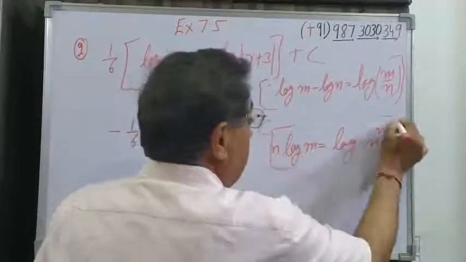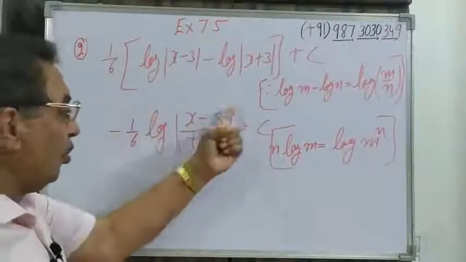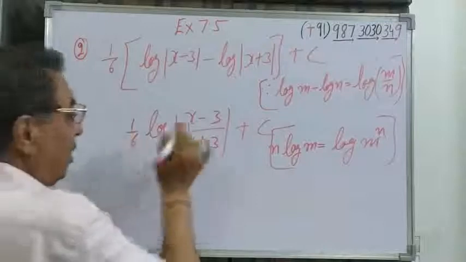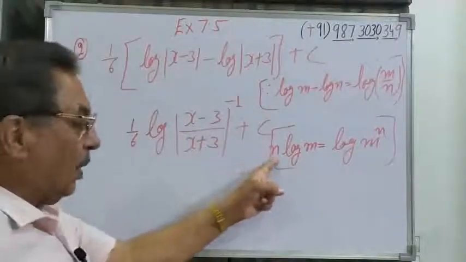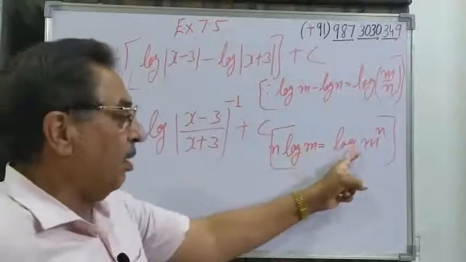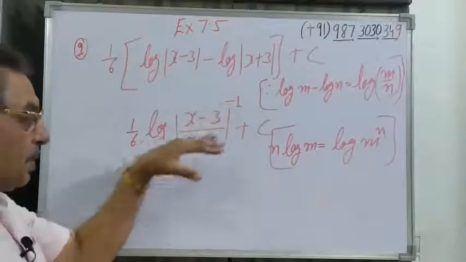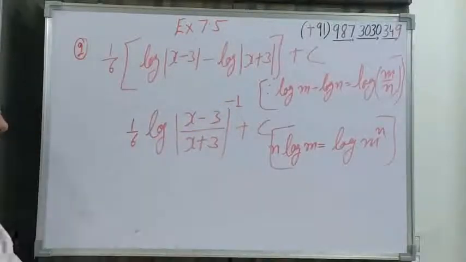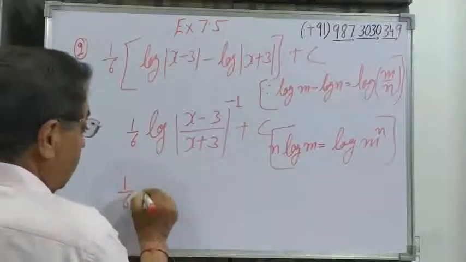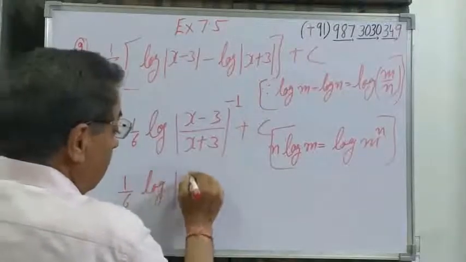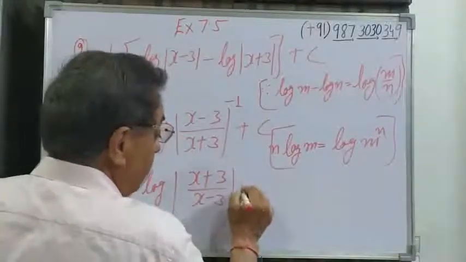This is another property of the logarithm. If I use that, the minus 1 will go up here. Because n is minus 1, log m can be written as log of m to the power minus 1. Now the negative sign is to be removed, made positive, so we take the reciprocal of the fraction. So ultimately the answer you can write down is log of (x plus 3) upon (x minus 3) plus c.